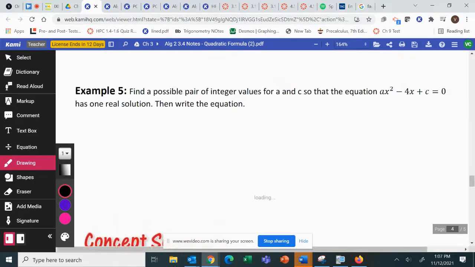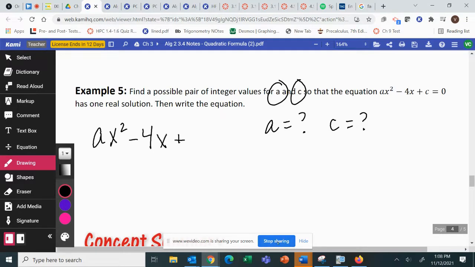So here's a fun little challenge. Find a possible pair of integer values for a and c so that the equation ax squared minus 4x plus c equals 0 has one real solution. And then write the equation. Find a pair of integer values for a and c so that the equation ax squared minus 4x plus c has one real solution.